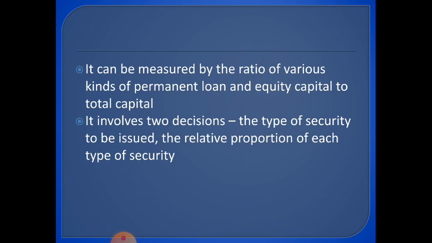Capital structure includes mainly two decisions. The first one is the type of security to be issued, which means the selection of capital from different sources. The second one is the relative ratio of securities, which means what proportion of each security may be raised. First, which security may be selected; second, what its proportion. These two are the important decisions under capital structure.